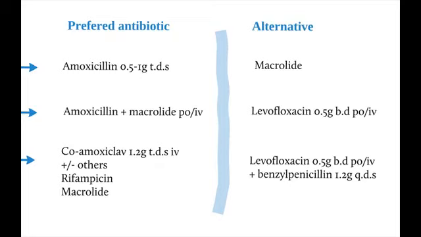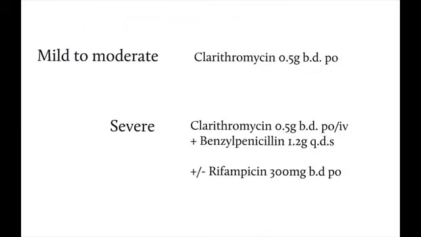This is my hospital's policy, and they split it mild to moderate. We use clarithromycin, half a gram BD orally. And in a severe pneumonia, we add to that benzylpenicillin, which is given IV. We can also add rifampicin, which is usually associated with TB treatment. That's what we use at my hospital, and they're all very different.